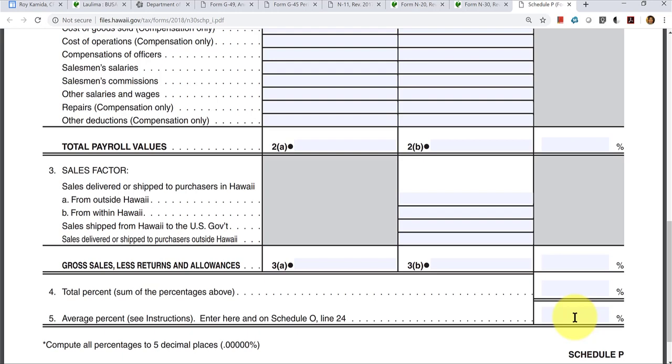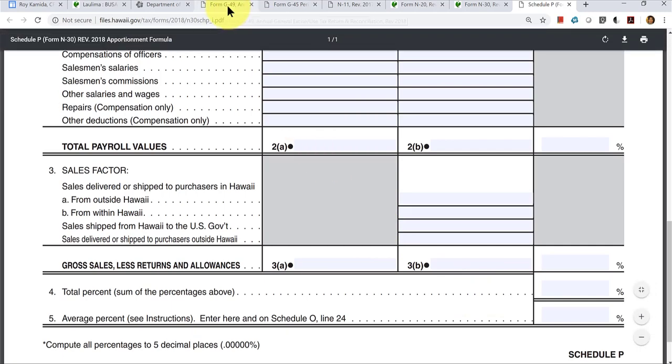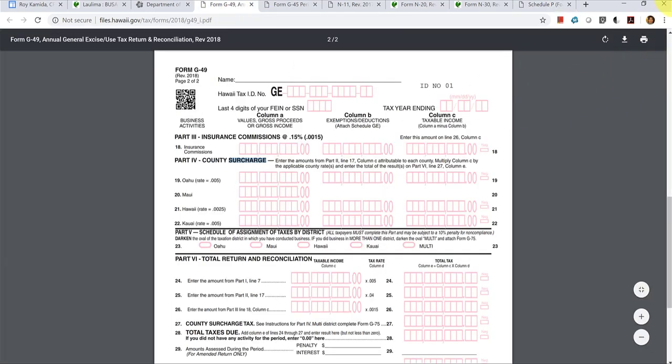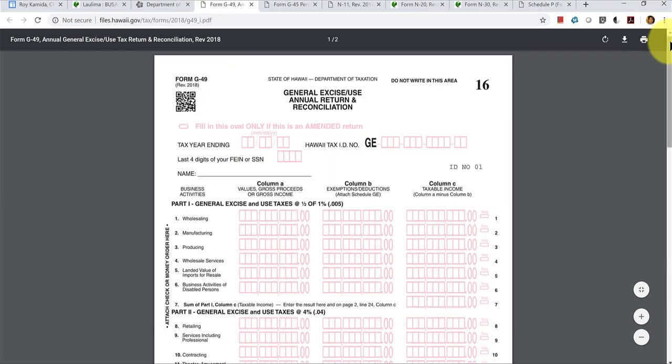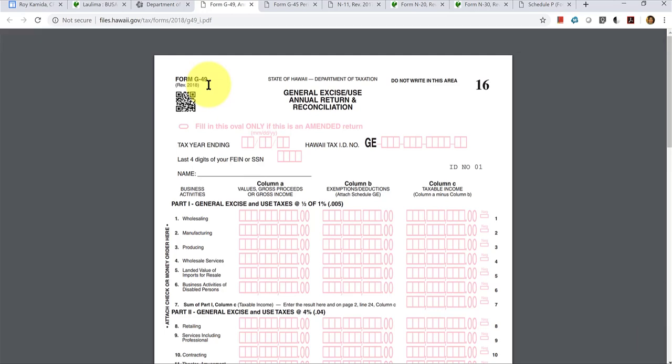Let me mention one more thing. I mentioned in the first video that Wayfair case, so that's true for state sales taxes, or in the case of Hawaii, the Hawaii general excise tax. So if a non-Hawaii business sells to customers here in Hawaii in the amount of more than $100,000 for the year, or more than 200 transactions for the year, that out-of-state company has to file a form G45 and G49 reporting Hawaii general excise taxes.